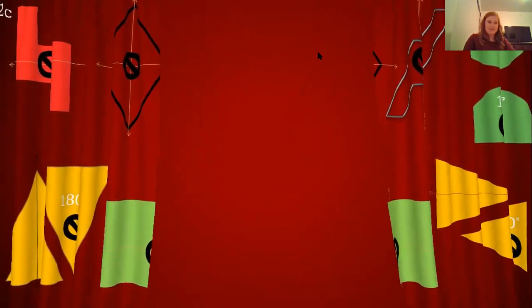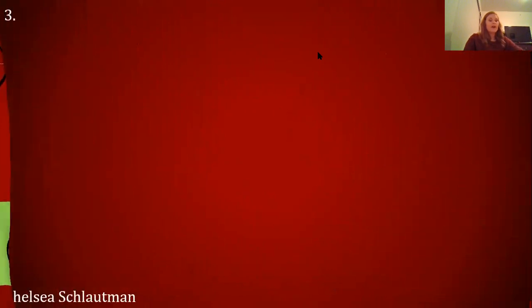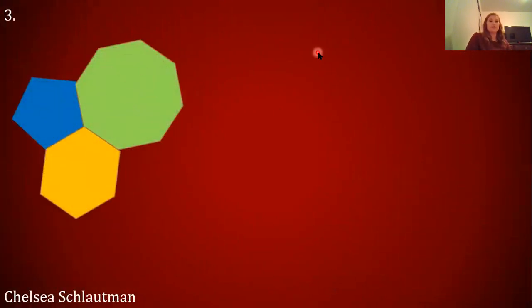Now we're going to move on to number 3. For number 3, Myra thinks that this given figure is a vertex figure. We are asked to find out if it is a vertex figure or not and why. For it to be a vertex figure, we want all of the angles within it to add up to 360 degrees.